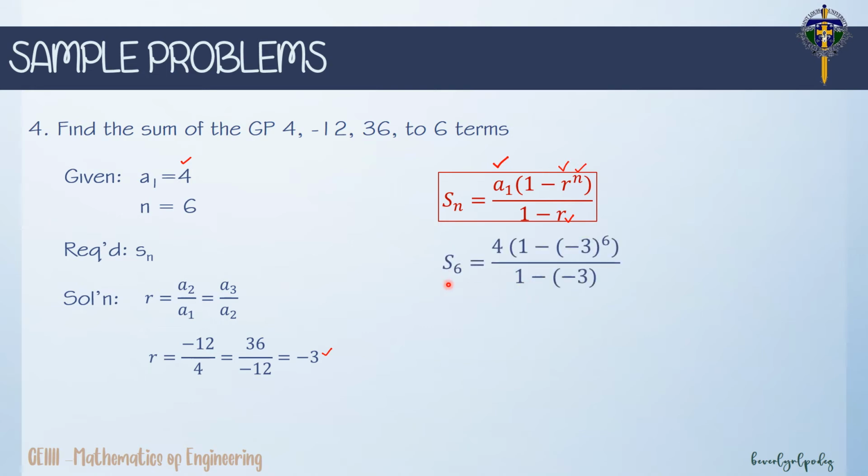Therefore, the sum of the 6 terms is equal to a1, which is 4, multiplied by the quantity 1 minus our ratio, which is negative 3, so negative 3 raised to n, which is 6, divided by 1 minus negative 3. If we simplify this equation, we arrive at the final answer, which is negative 726. So the sum of the first six terms is negative 726, and this is now our answer.